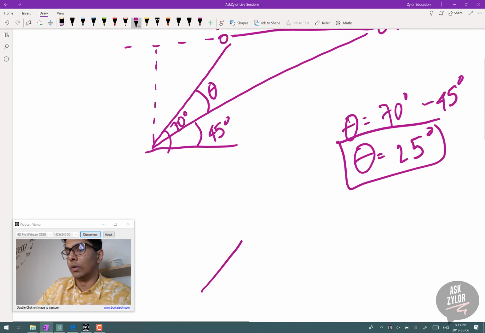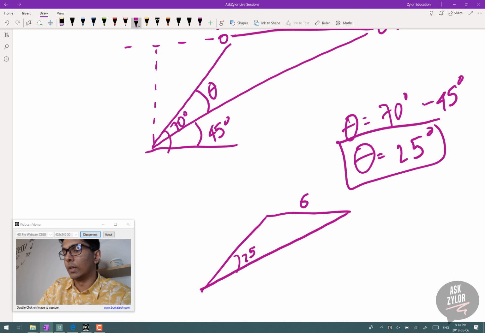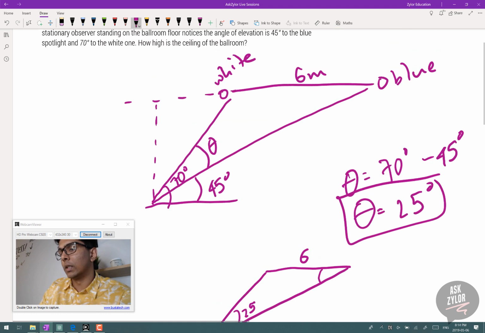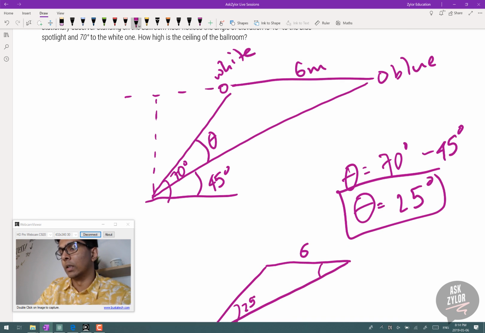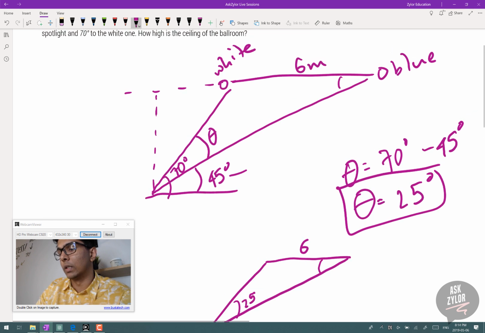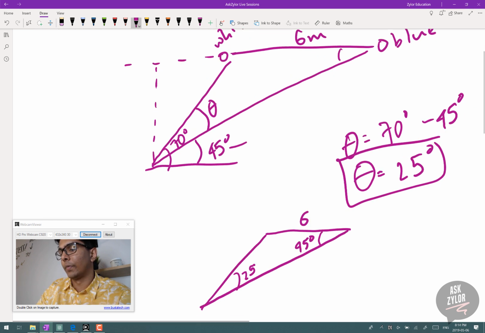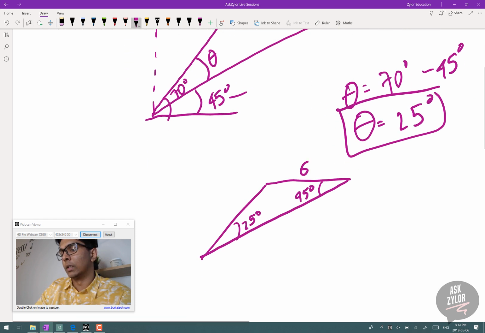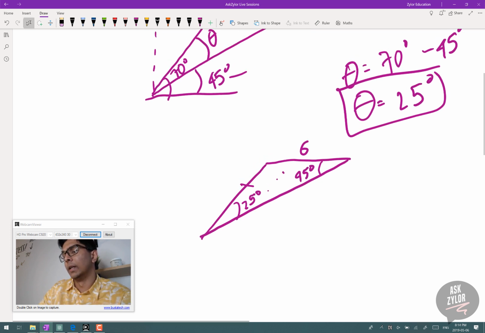Right, so let me redraw that triangle. So this is 6, this is 25. Right. Do I know what this is? I do, because I can consider this to be alternate angle, so it's going to be the same as this. So I know this angle to be 45 degrees. So what I've done is I essentially have a pair. I have 25 degrees and 6, and then I can find out what this distance is essentially. Right? How can I do that?